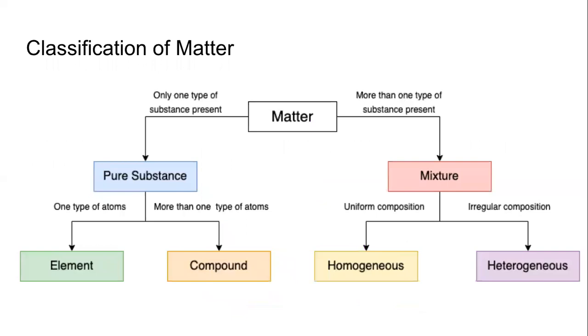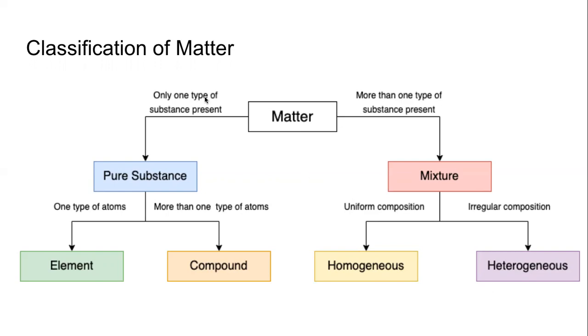So to help with the classification of matter, let's say for an exam, you get asked a question of, classify this substance. First, you will ask if there's only one type of substance present in this matter, or more than one type of substance. If there's more than one type of substance, then we'll say that it's a mixture. And then once you have a mixture, you'll ask, is it uniform composition? If yes, it's a homogeneous mixture. Is it an irregular composition? If yes, then it's a heterogeneous mixture.